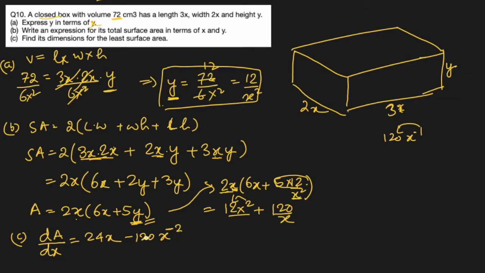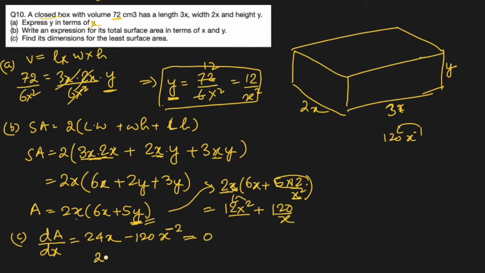This is the one. Now they're saying least surface area, that means we have to make it equal to 0. For least or maximum, the dy over dx, or the rate of change of the particular parameter, in this case the rate of change in area with respect to a side, has to be equal to 0, and that's why we are equating it to 0.